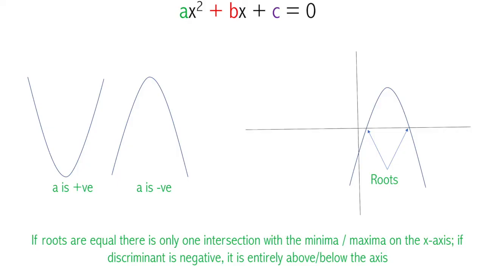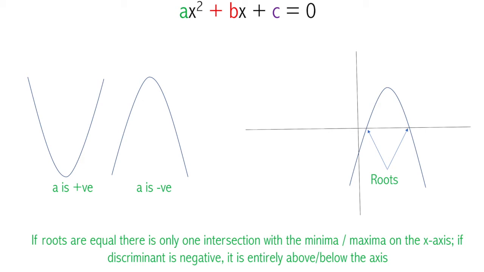Now, another thing that comes up is graphing of quadratic equations. If the value of a is positive, it is always a smiley face. If the value of a is negative, it is always a sad face. If it intersects with the x-axis, the points at which they intersect are the roots. If the roots are equal, there is only one intersection.